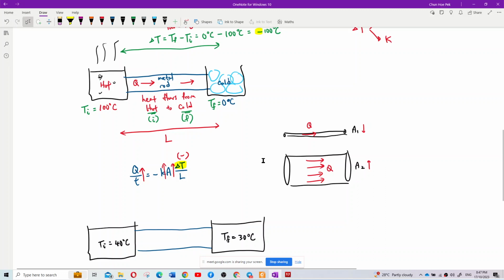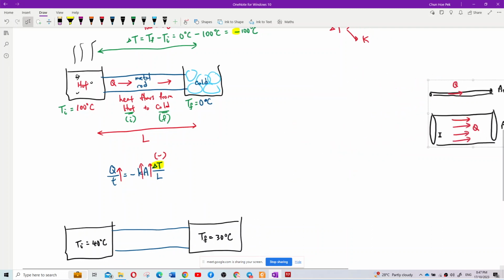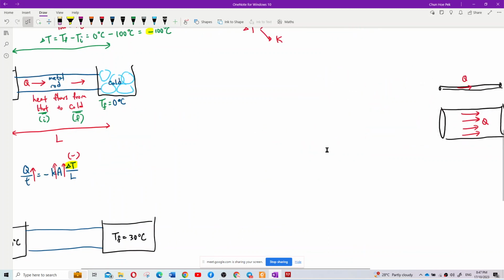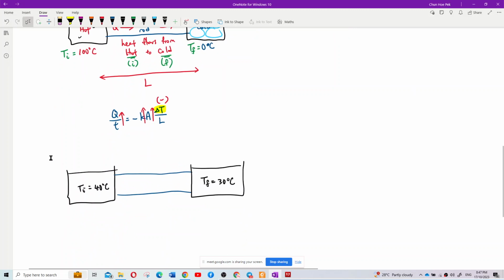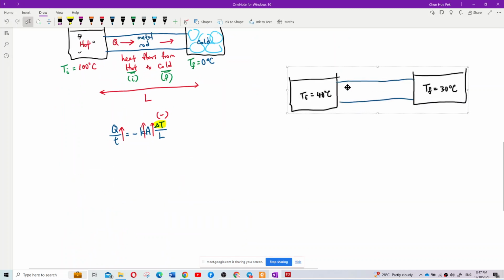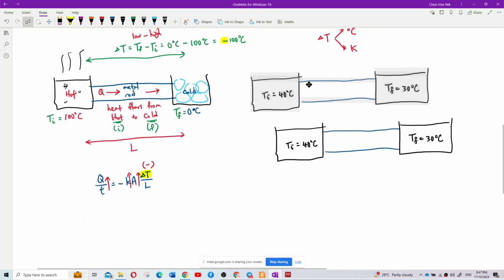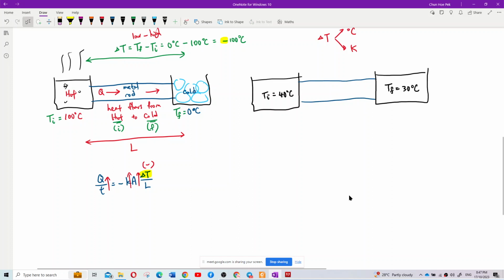Okay, maybe I should draw a graph, then you can see clearer. Yeah, this one just bring it to the other side. Compare here and this one. Draw a graph, then you can see clearer between these two.